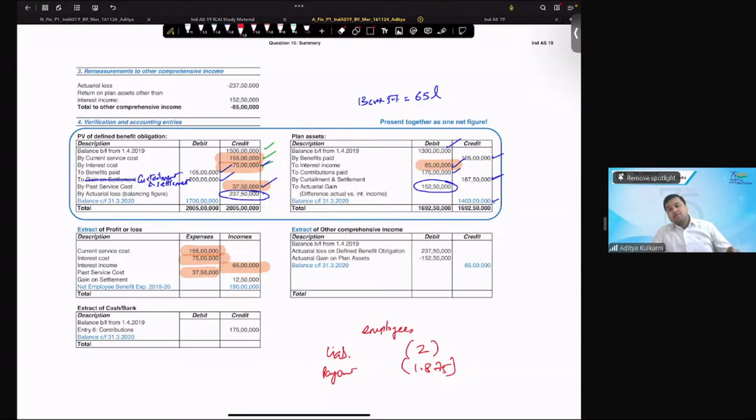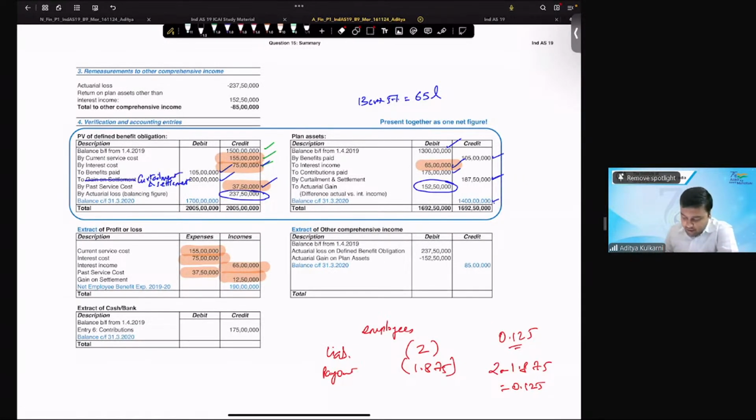Yes, sir. That means I am having a gain on this settlement. My liability went down by 2, but the actual payment was only 1.875 crores. And therefore, there is a gain on settlement of 0.125 crores. Are you able to understand this? Yes, sir. Hemant, did you follow? So 2 minus 1.875 gives you 0.125. So that will come as a gain on settlement. Anybody has any doubts here? No doubts?